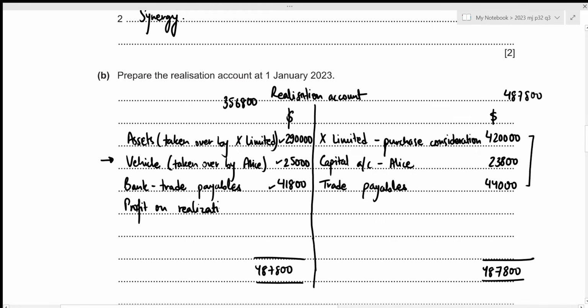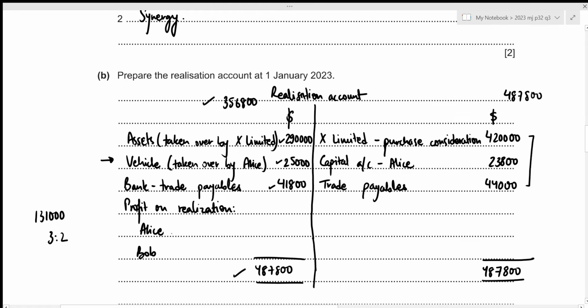And also remember that you need to divide this profit on realization among our two partners, Alice and Bob. Okay, so the total for profit on realization is 487,800 minus 356,800, which results in 131,000. Now we just need to divide it among Alice and Bob based on their profit sharing ratio, which was 3:2.